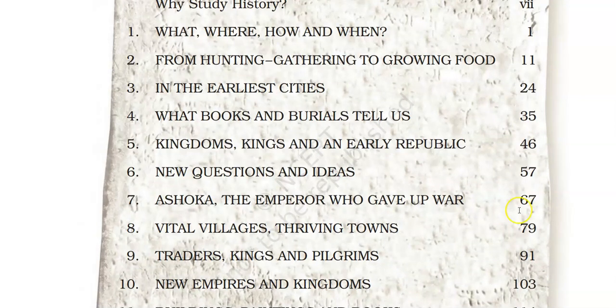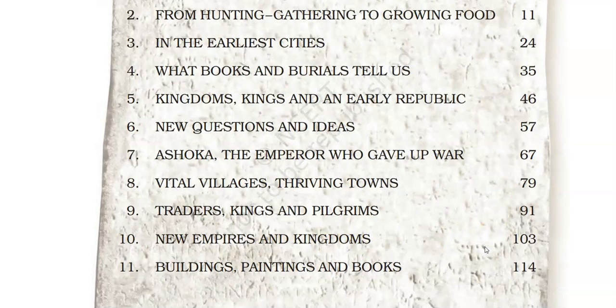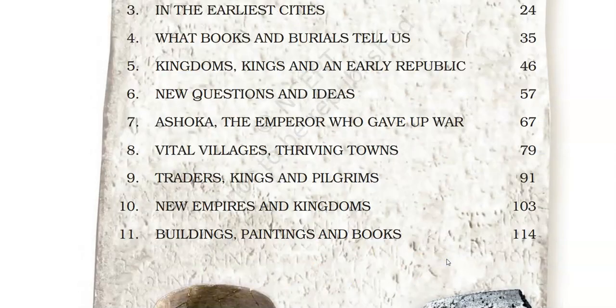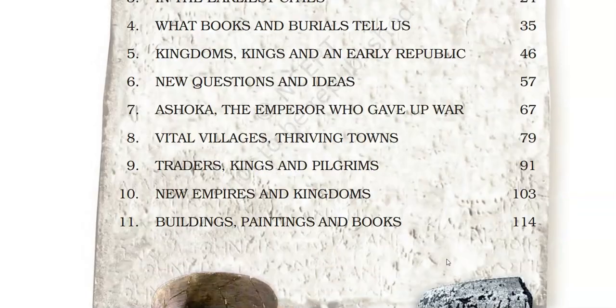Number 6, New Questions and Ideas. Number 7, Ashoka, the Emperor Who Gave Up War. Number 8, Vital Villages, Thriving Towns. Number 9, Traders, Kings and Pilgrims. Number 10, New Empires and Kingdoms. Number 11, Buildings, Paintings and Books. So these are the total 11 chapters we have in history.